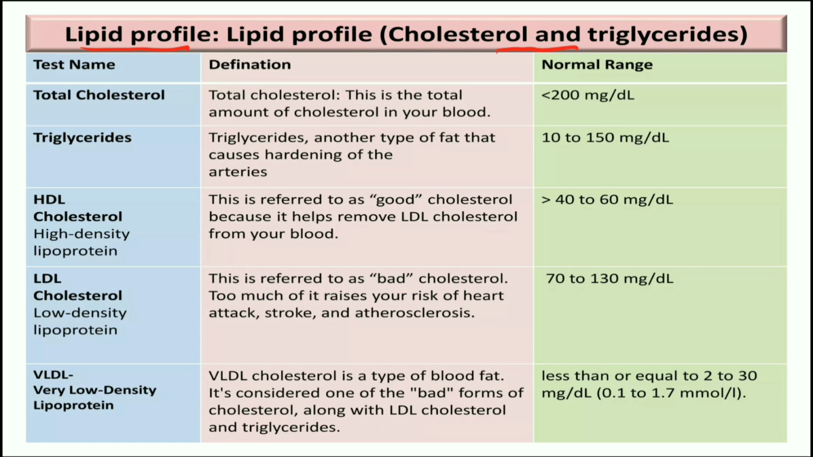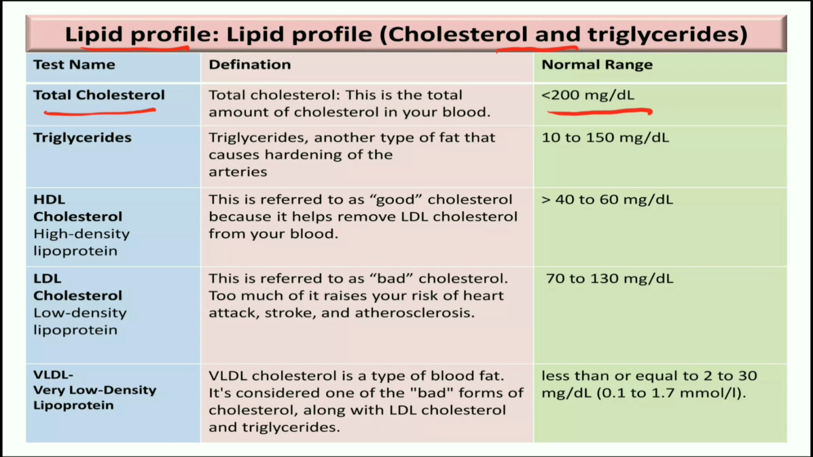The first parameter is total cholesterol. Now, total cholesterol's normal range is less than 200 milligram per deciliter. Cholesterol is produced in the liver and is also available in animal food. We know that cholesterol is essential for various functions without which it is not possible to survive.